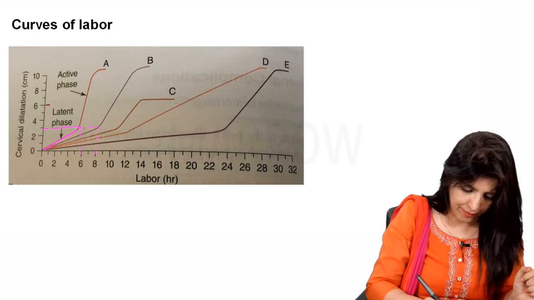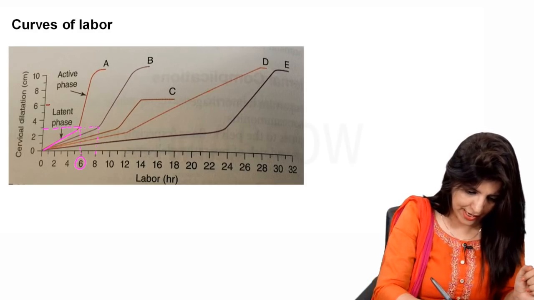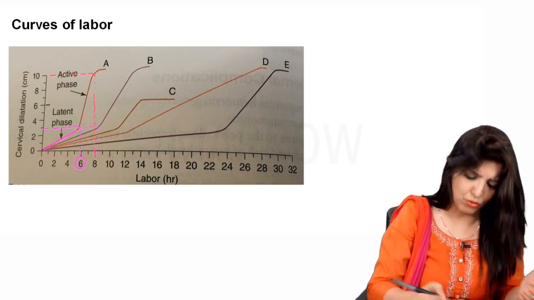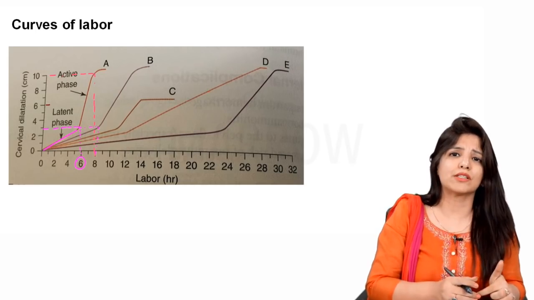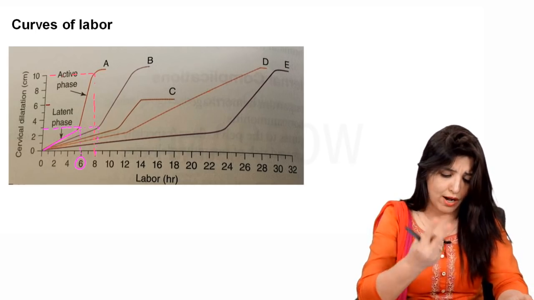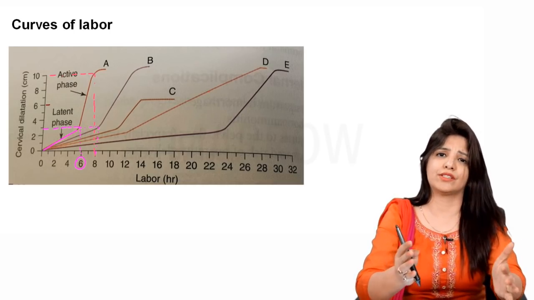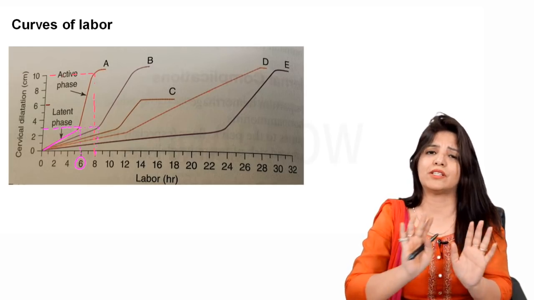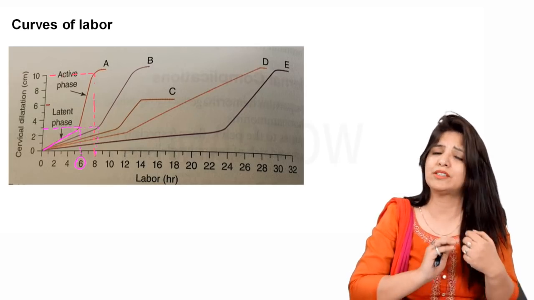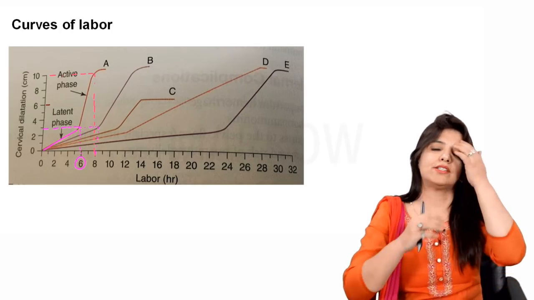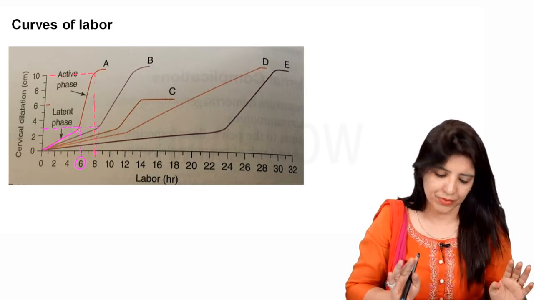In graph A, the 10 centimeter dilatation is happening at 8 hours. So, from 6 hours to 8 hours, that means it is hardly taking 2 hours. And in 2 hours, the entire cervix is getting dilated, right? From 3 centimeters to 10 centimeters, it has just taken 2 hours. That means it's absolutely normal. The latent phase was normal and the active phase is normal, right?